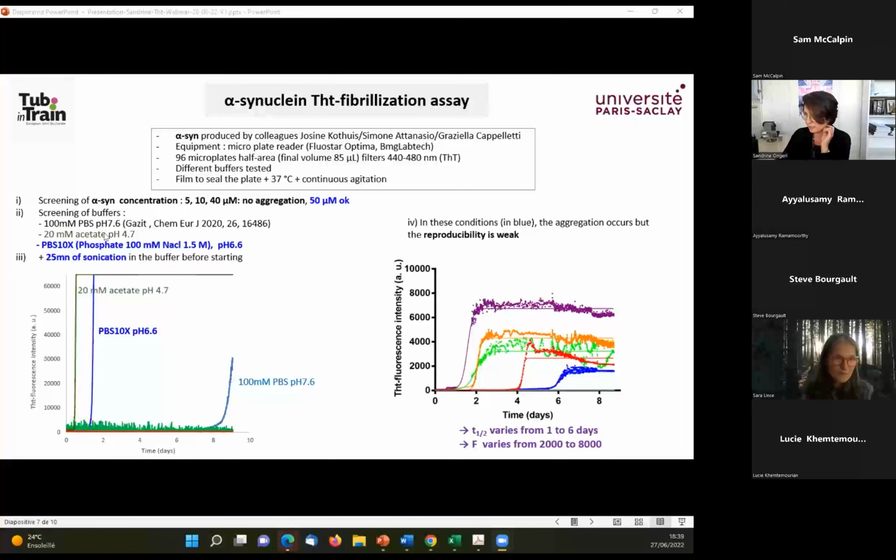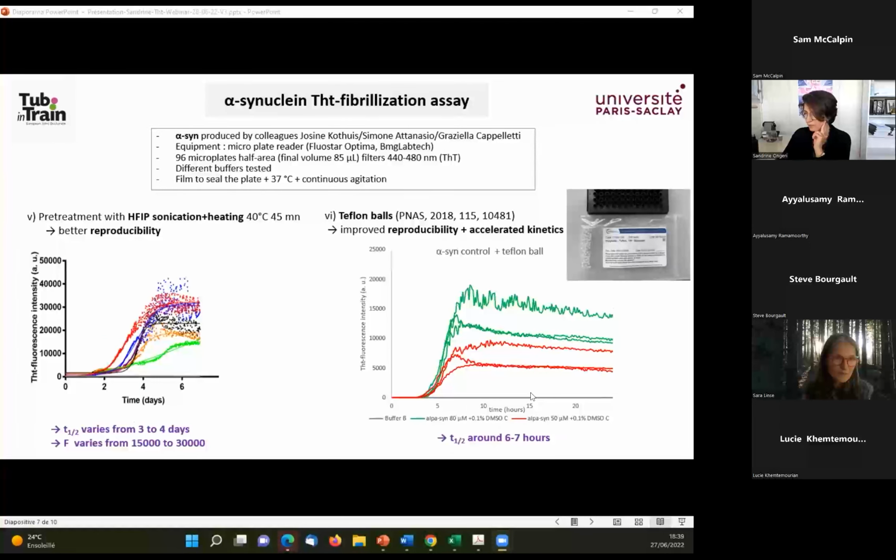We tried acetates because acidic pH can increase the aggregation. And finally, the best medium was PBS 10X. Then we tried to sonicate. And in this condition, we observed a decrease of the lag phase, but no reproducibility. So Julia developed many other techniques to try to obtain reproducible curves, and she tried sonication, heating.